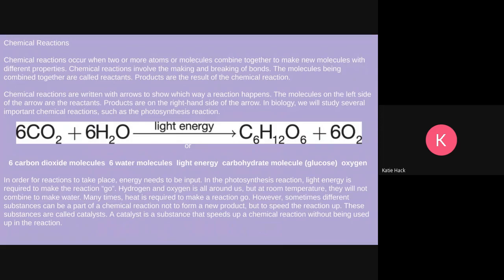Chemical reactions are written with arrows to show which way the reaction happens. In biology, we will study several important chemical reactions, such as this one here, which is called photosynthesis. So you start with 6 molecules of carbon dioxide, and you will combine it with 6 molecules of water. When light energy heats it up, it will react, and it will change into sugar and 6 molecules of oxygen.